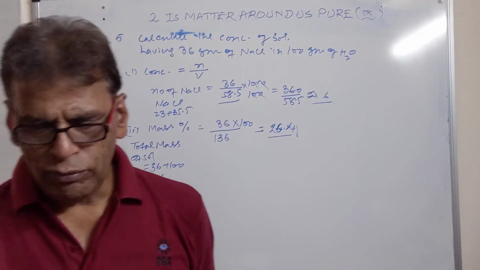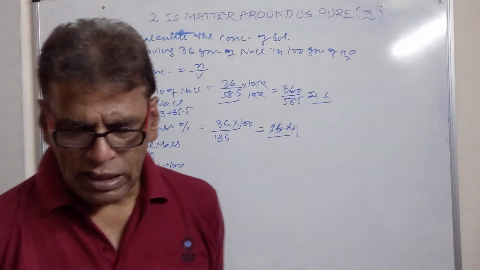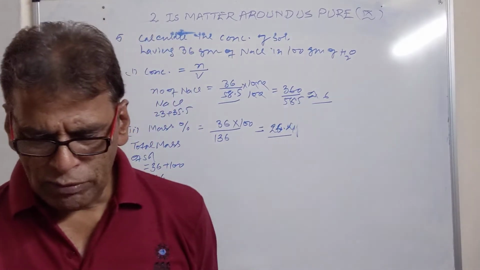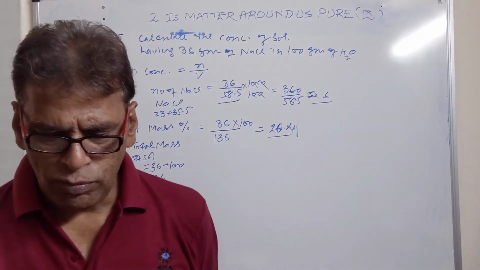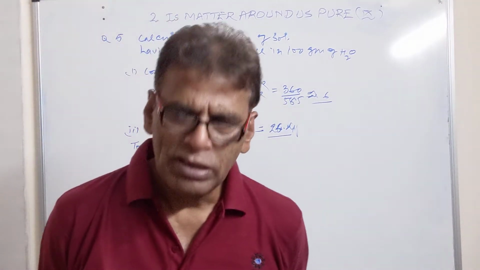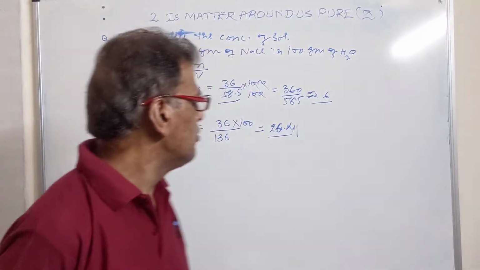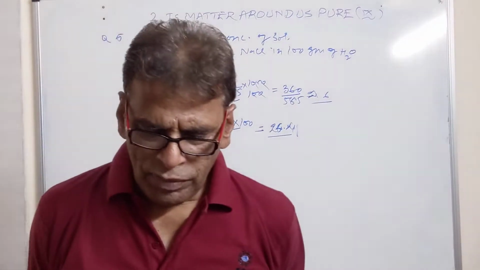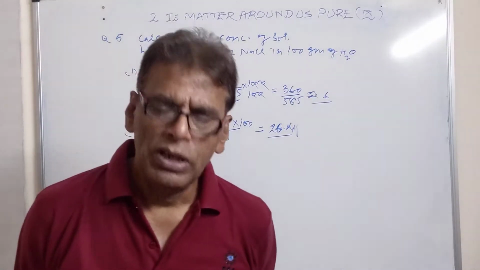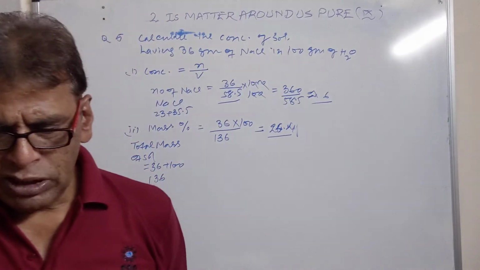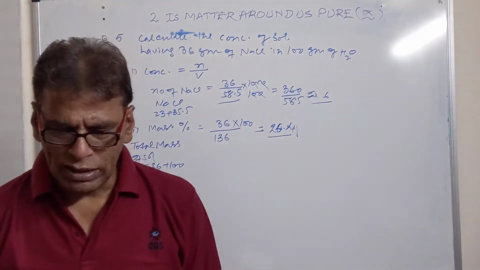Then classify the following changes into physical or chemical. First is cutting of the trees. Whether it is a physical or chemical change, it is a physical change. Then we have melting of butter in a pan, physical change. Rusting of an iron article is a chemical change, we have just discussed. Then we have boiling of water to form steam, it is a physical change. Passing of electric current through water to decompose water is a chemical change.